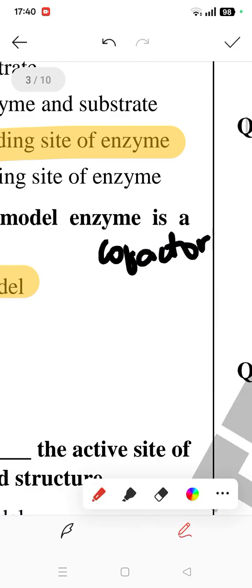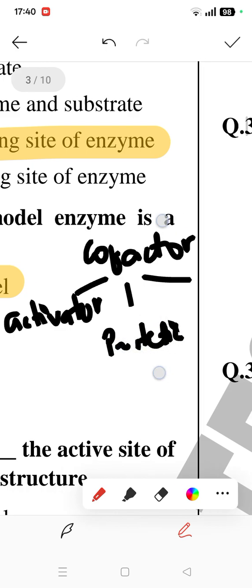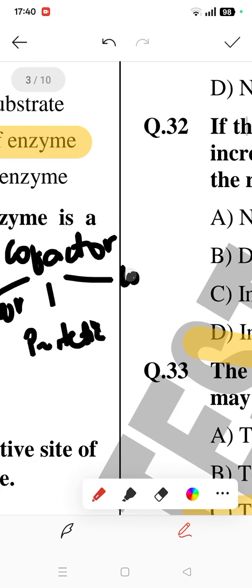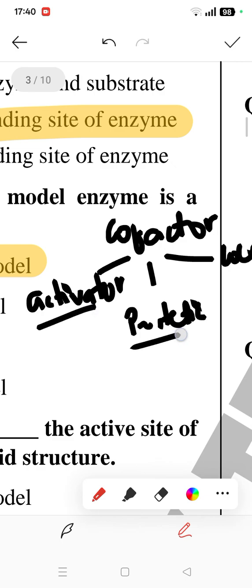In this, simply we have three types. What are these? The first one is called the activator, because you will see some other MCQ, so it is better I do it here. The second one is prosthetic, and the third one is called the coenzyme. The MCQs here were something else, but before that, activator, prosthetic and coenzyme.